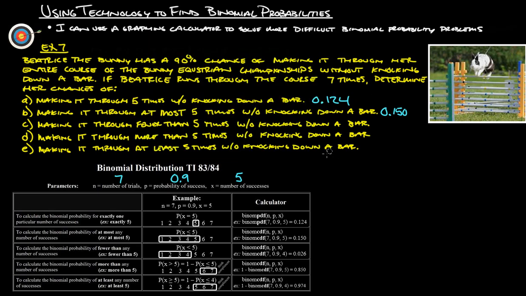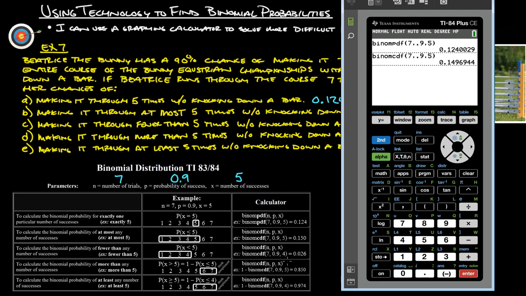All right. Moving on here. C, making it through fewer than 5 times without knocking down the bar. So that would be fewer than 5. That would be 1, 2, 3, or 4. Okay, so really we're going to go back in here, and we're going to use this same thing here. Now I'm going to do this instead of going back through. Well, let's see what it gives us.